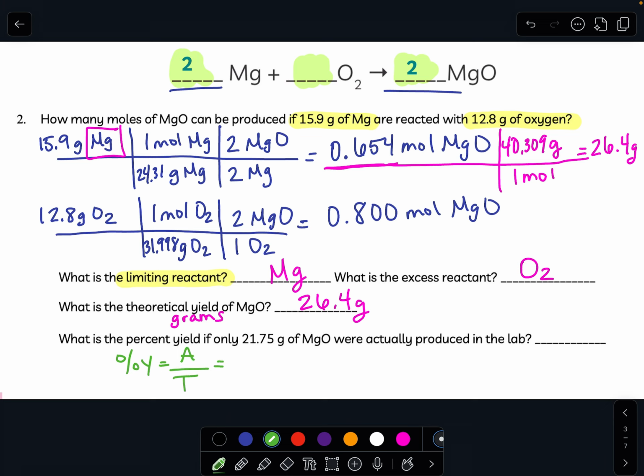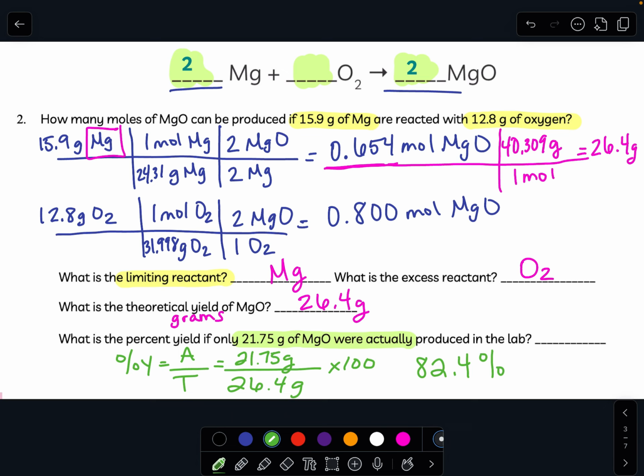That's my actual, which was given to me in the problem right here. 21.75 grams were actually produced. My theoretical amount is the 26.4. And then remember, I just have to multiply that by 100 at the end because I'm talking about percent. So I get something like 82.4%, which isn't too bad.